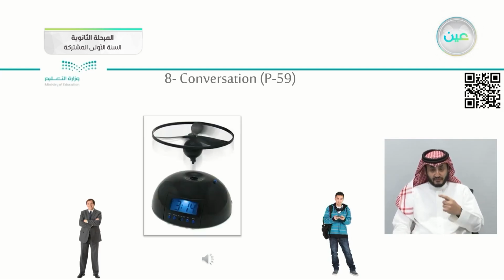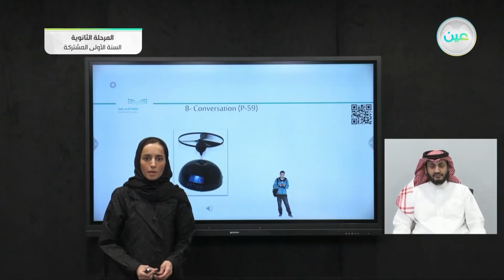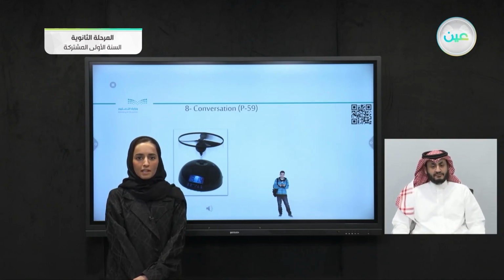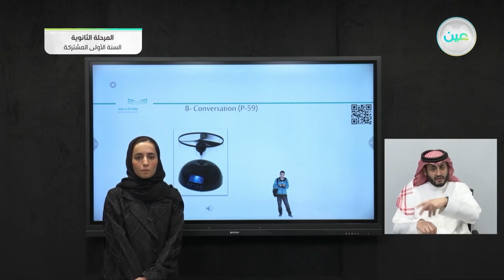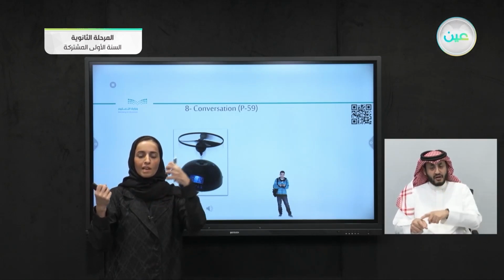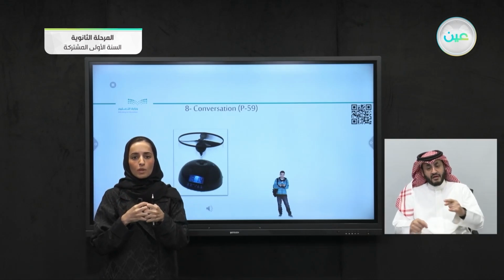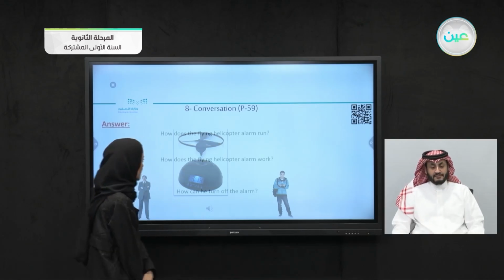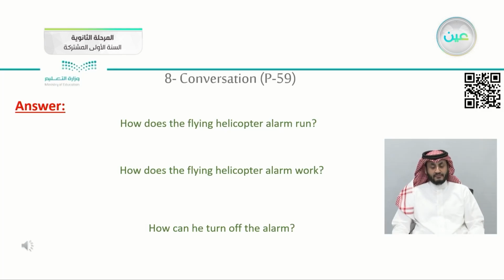So, in here, what is the thing that they are talking about? Omar and Adnan, they are actually talking about a flying helicopter alarm. So it is a mix of two things, an alarm with a helicopter, two things into one, a flying helicopter alarm. Okay, now I want you to listen one more time, and this time you will come with the answers for these three questions. How does the flying helicopter alarm run? And I want you to focus on the idea of run.